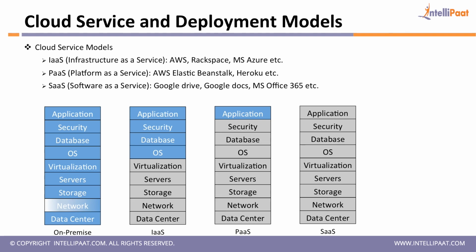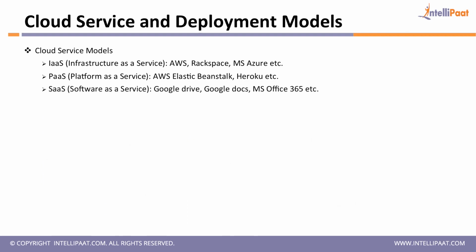So you might have guessed, the blue portion is the one which you control, and the gray portion is the one which is controlled by the vendor. In case of an on-premise data center, you have to manage and control everything. But for infrastructure as a service, up to the virtualization layer, things are managed and controlled by the vendor. For platform as a service, the entire platform is given to you, including OS, database, security. You just write the application. But for software as a service, everything is given. So you just use the software as an end user.